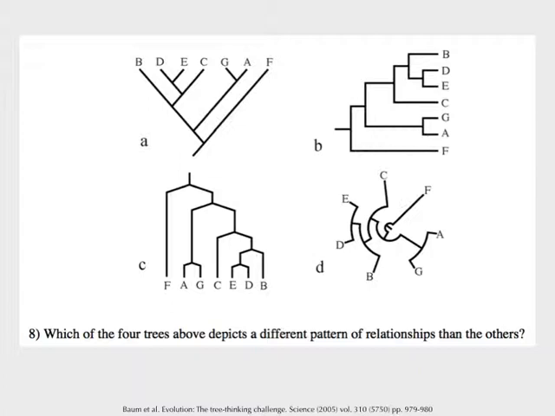Finally, this one. Because of B and C. So how are they different from B? The relationship between the group of B and E, and the group of C, are different. Okay, how about this one?